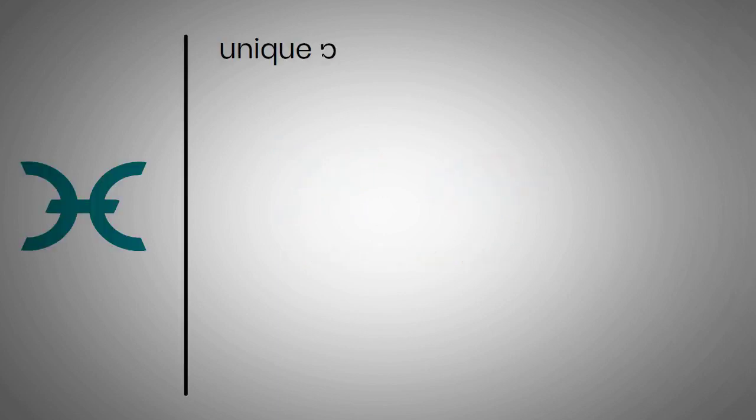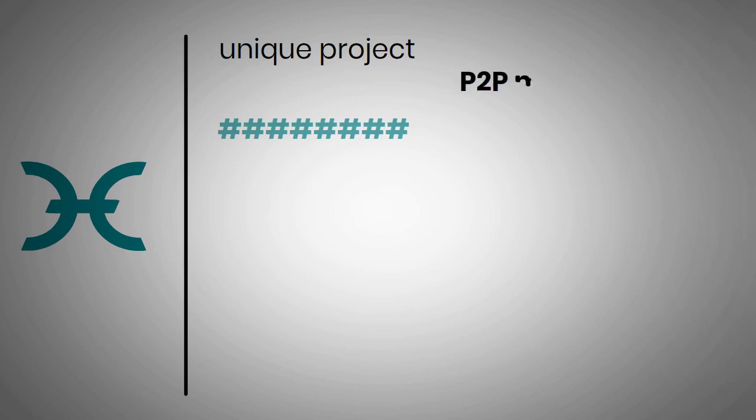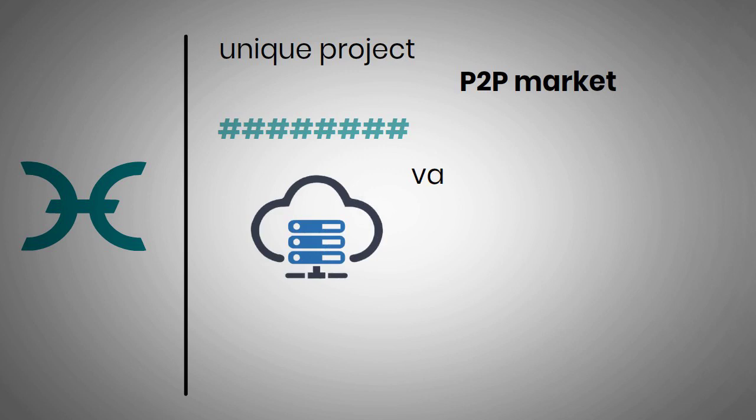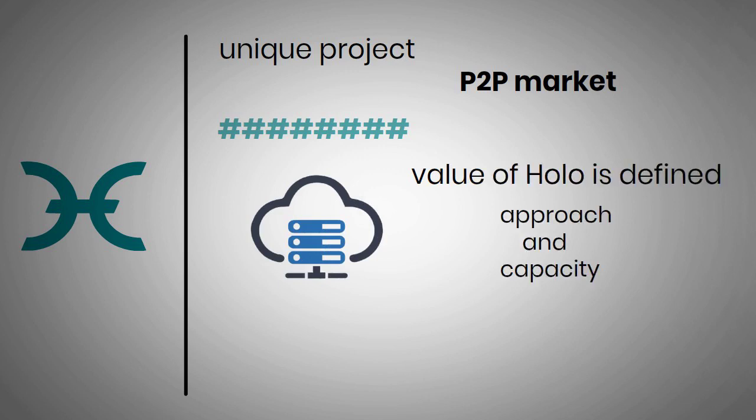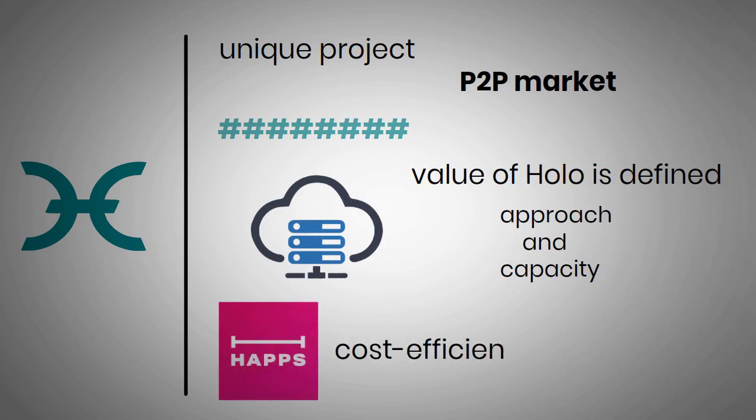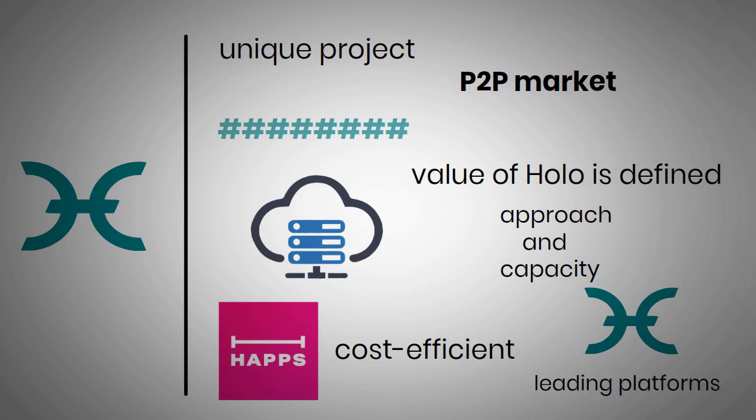Holo is a unique product in the market of cryptocurrencies as it runs on a specific hash algorithm without using DLT to facilitate the conditions for a P2P market. It provides cloud storage for hosting apps, which is how the value of Holo is defined, through its unique technical approach and capacity to scale. Hosting apps with Holo is more cost-efficient and effective, which is why Holo could become one of the leading platforms of its time in the long run.